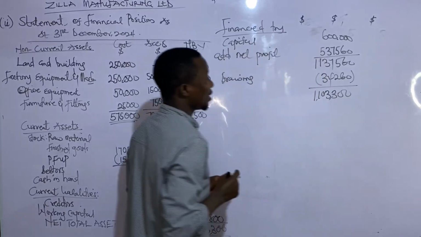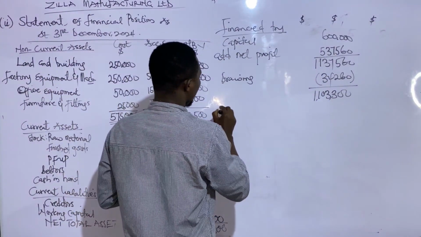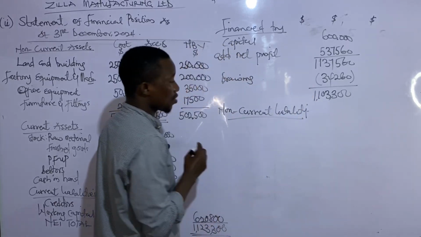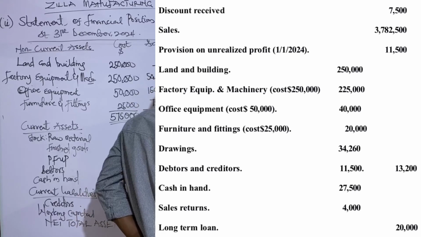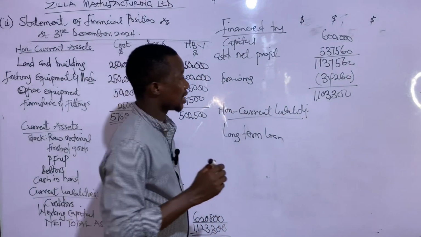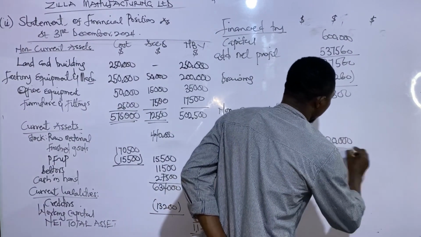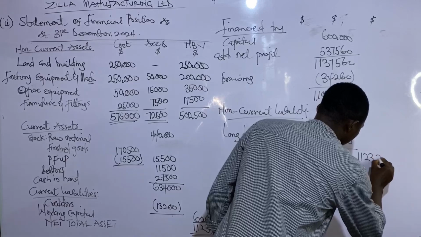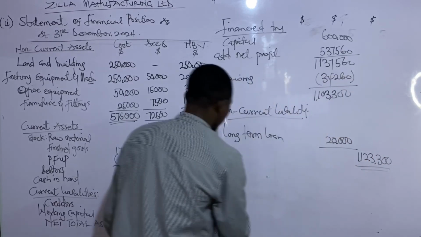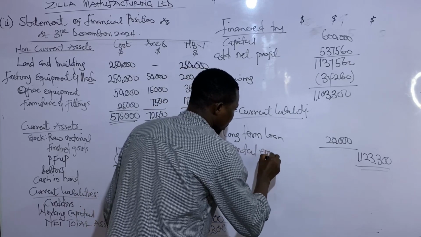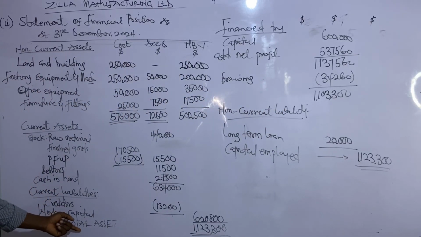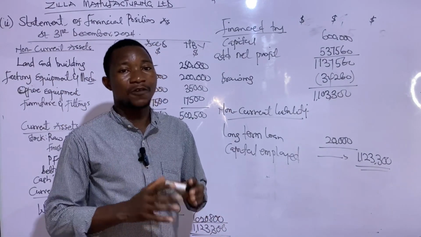Very good. Now, the next thing to consider is the non-current liabilities. So we have non-current liability. And the non-current liability in the question is the long-term loan. The long-term loan in the question is 20,000. So we add the 20,000 to this, and this will give us an amount of 1,123,300. And this amount is the capital employed. You could see that the capital employed is the same as the net total assets. It means the statement of financial position has balanced. Is that okay? So basically, this is how we go about a complete manufacturing account question.